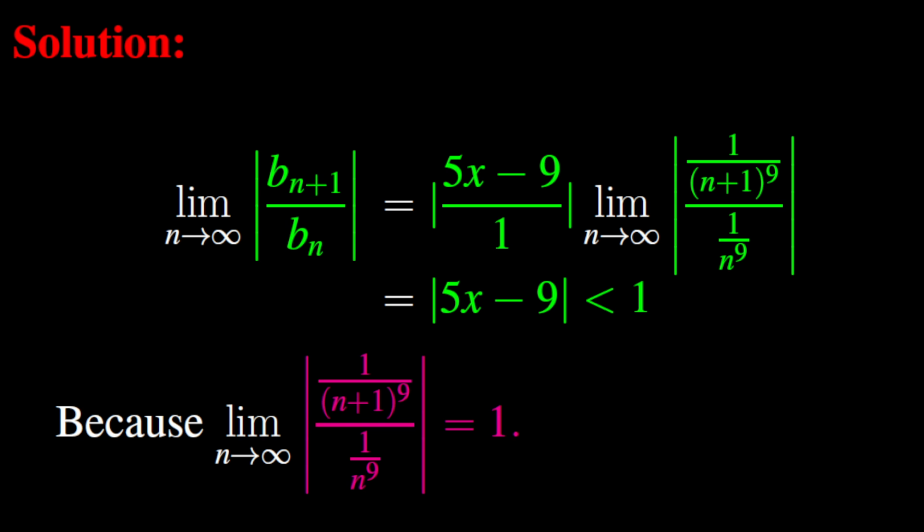The limit of the ratio is equal to the absolute value of 5x minus 9, which must be less than 1 for the series to converge. This is because the limit as n goes to infinity of the fraction 1 over (n plus 1) to the power 9 over 1 over n to the power 9 is equal to 1. This comes from the fact that this quantity is a fraction of polynomials with the same degree and the same leading coefficients.